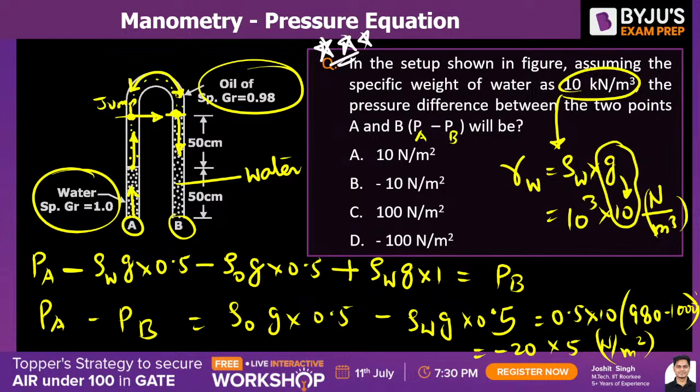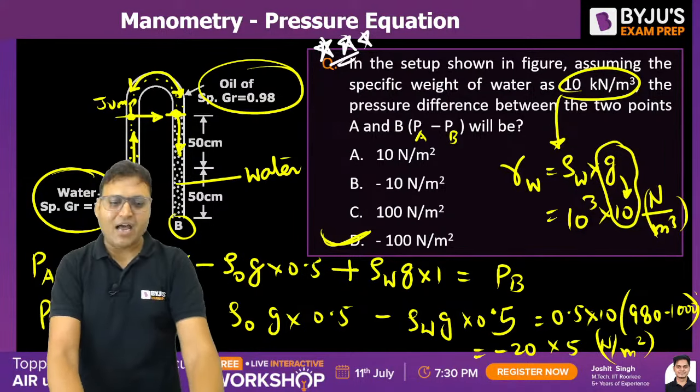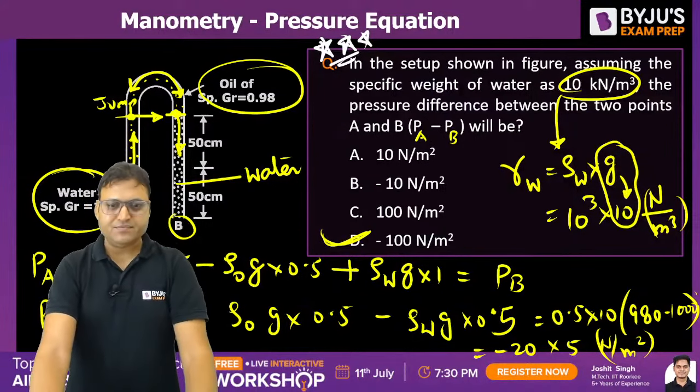Density of water will be 1000 because the specific gravity of water is given. Density of oil will be 980 because the specific gravity is given as 0.98. So your answer will be minus 100. Sumit, it will not be B. It will be option D is the correct answer. Option D will be the right answer. I hope this is clear to everyone.